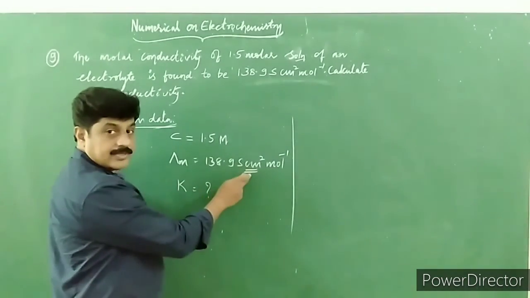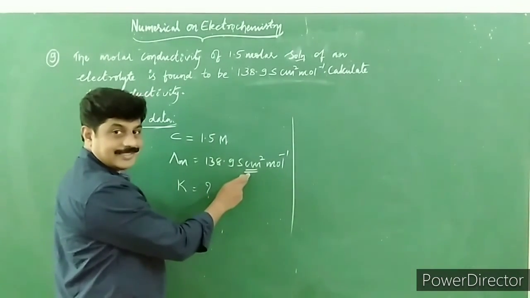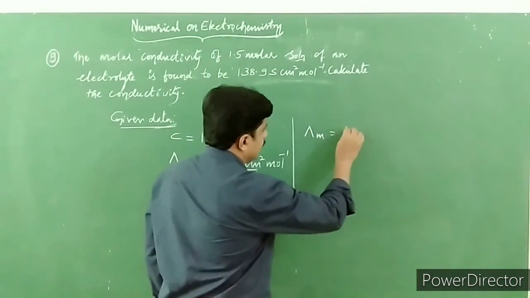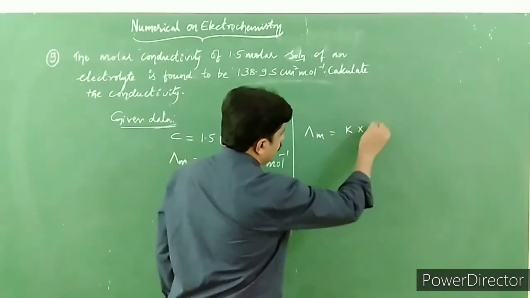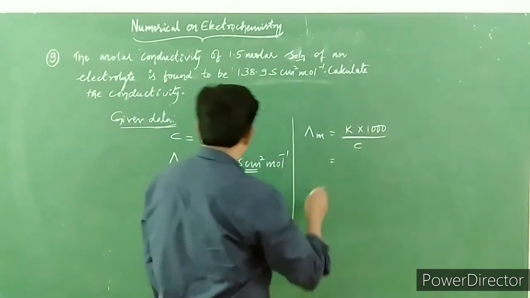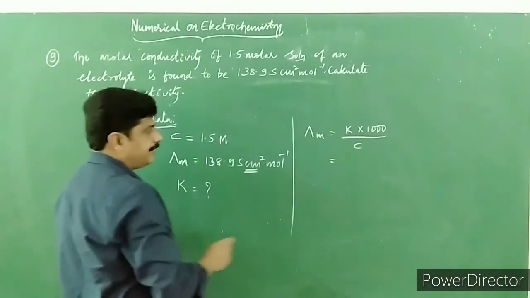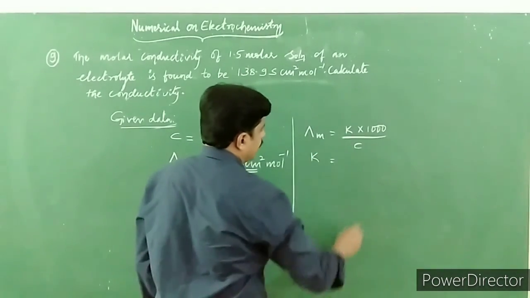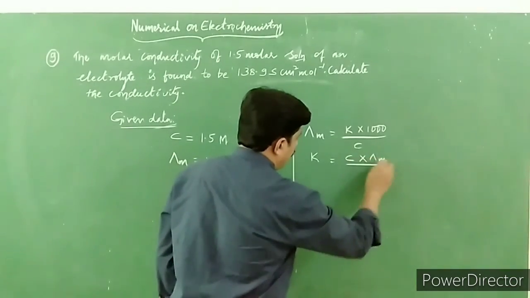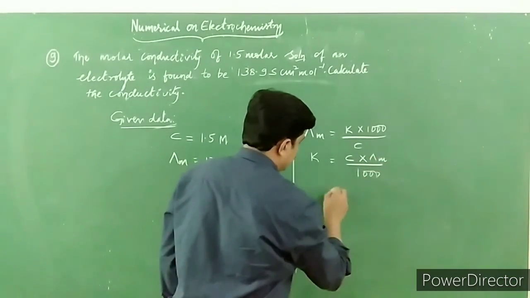Lambda m is given in terms of centimeter, is it not? In that case, lambda m is equal to K into 1000 upon C. Children, what is K here? K we need to find out. K is equal to C into lambda m upon 1000.